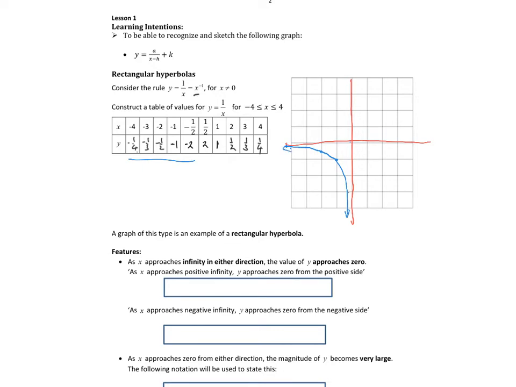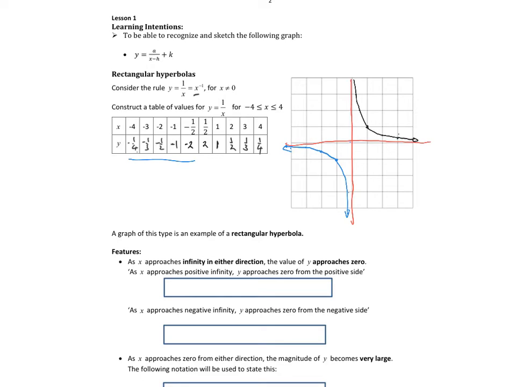If we consider the other half of our graph, again, the point 1, 1. If I go to x equal to 2, I get a half, x equal to 3, I get a third, x equal to 4, I get a quarter. So again, the graph gets smaller and smaller and it approaches the axis. If x is a half, I get 2. If x is a third, I get 3. If x is a quarter, I get 4. And my graph goes up closer and closer. Okay, so that's my general shape.